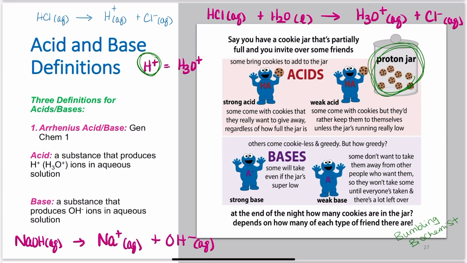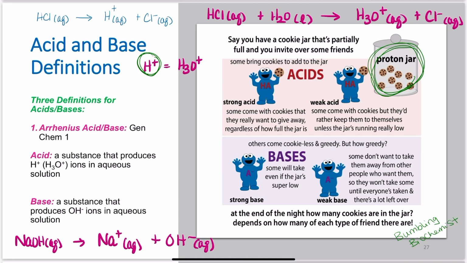Whereas your weak bases, they don't want to take them away from other people who want them. So they're not going to take them until everyone's taken one and there's a lot left over. So your strong acids and strong bases are the two extremes. Strong acids giving away all their cookies that they brought to the party. Strong bases eating everything they can in sight. Weak acids and weak bases are the middle ground here. Weak acids donating if they need to, but only if they need to. And weak bases taking, but only once everyone has what they want.